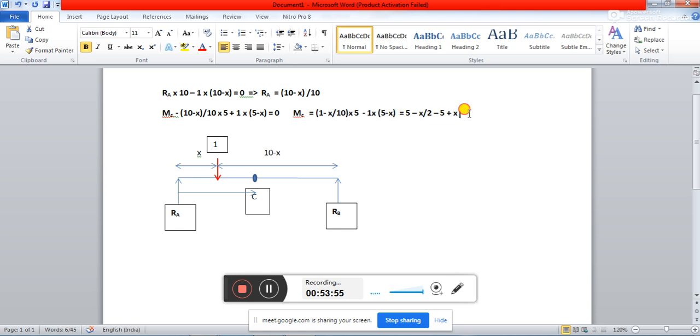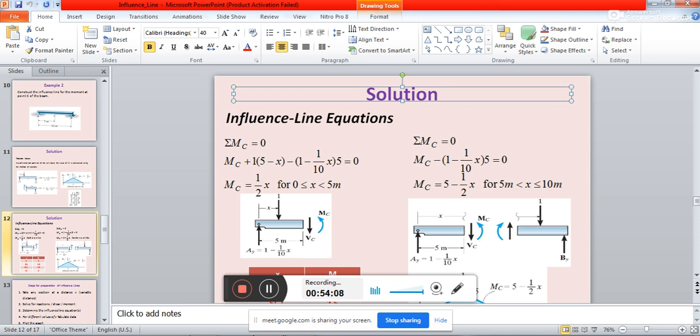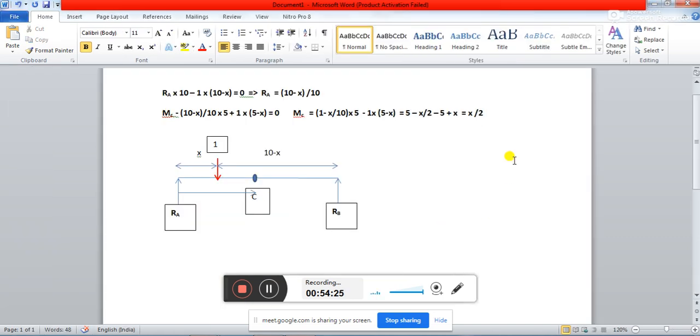Okay, so how much it will be? So see, this 5 and this 5 will cancel out, and this plus x and this minus x by 2 is going to give you equal to x upon 2. And if you see this solution, how much you are getting? MC is equal to x upon 2. Have you understood this? Everyone is clear about this or not? Yes, sir.